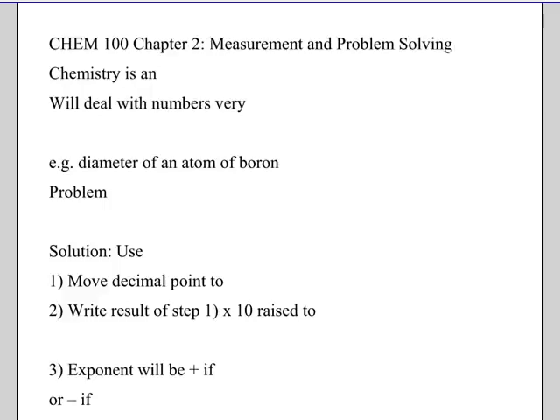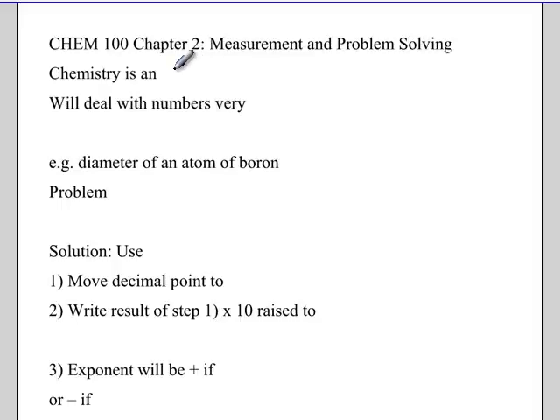Chapter 2 is, in many ways, the most important chapter that we're going to cover this semester. There are a lot of topics in Chapter 2 that are going to come back again and again in the rest of the semester. And if you don't get these concepts in Chapter 2, then you're going to struggle in later chapters.